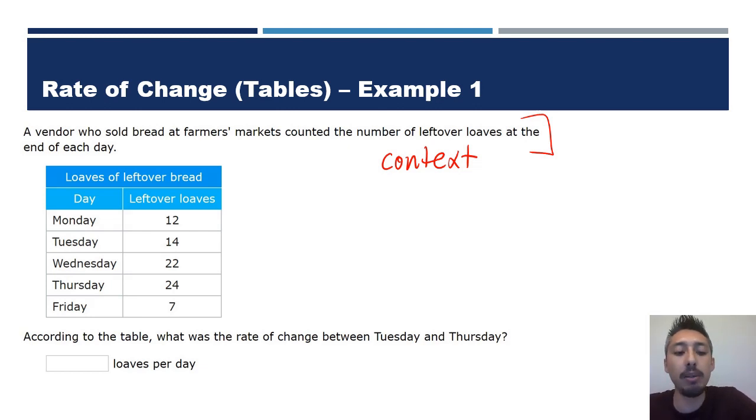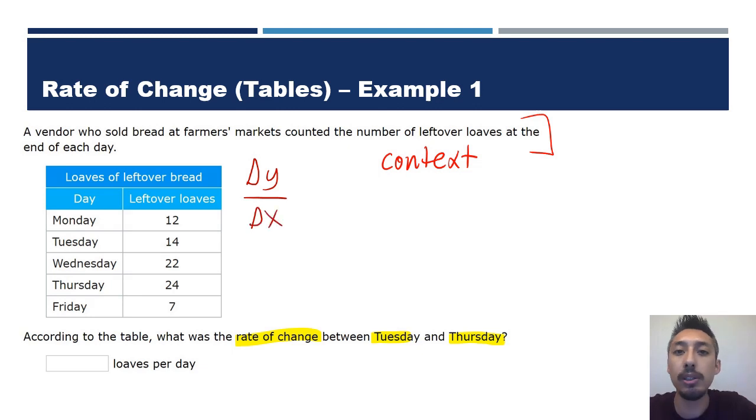We're going to be using the table, but we first need to know what we're looking for. Looking at the question again, the most important part that stands out to me is the word rate of change, which makes sense because that's the title of this whole assignment. And more specifically, they tell us that we're looking for the rate of change between Tuesday and Thursday. So the next thing we need to ask ourselves is, what does rate of change mean?